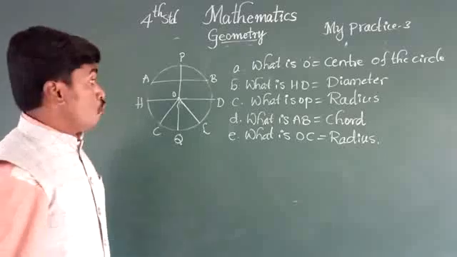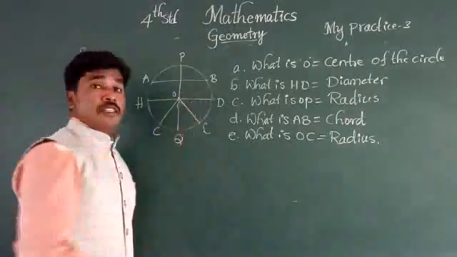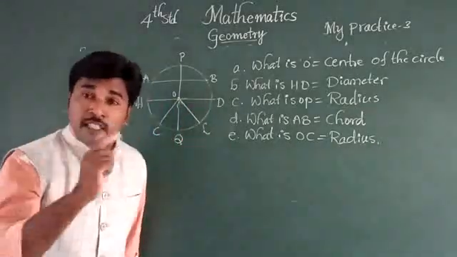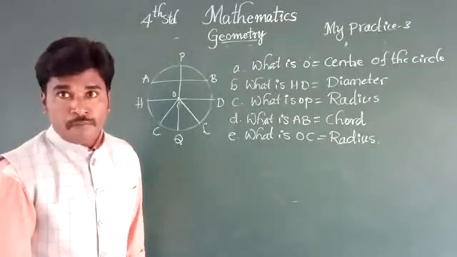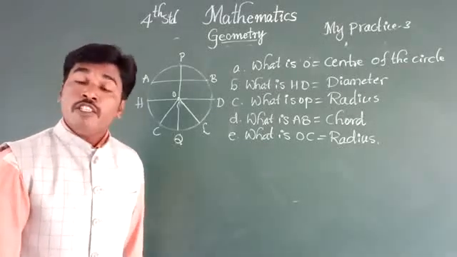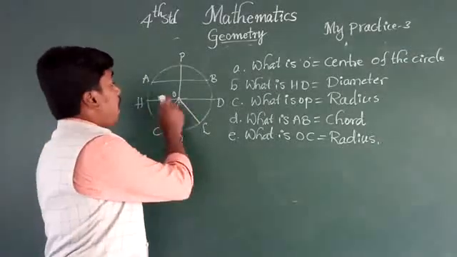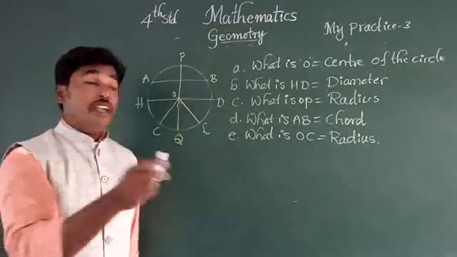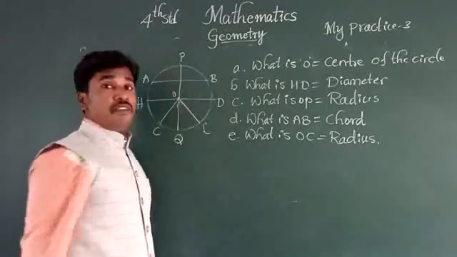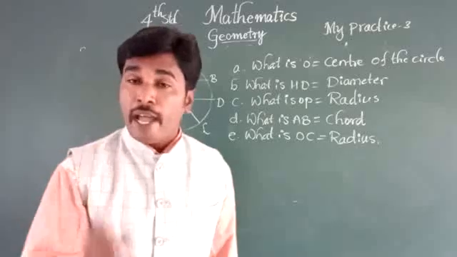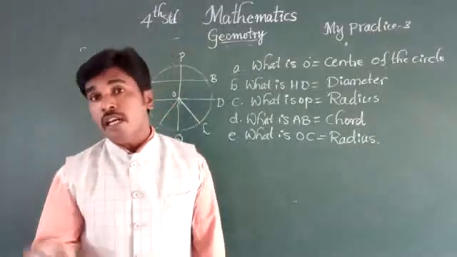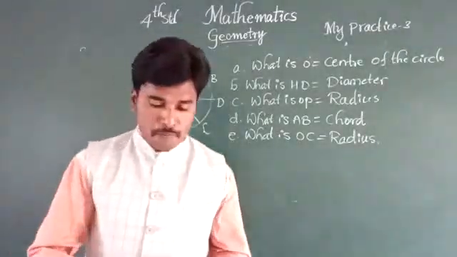Yes, if you join any 2 points on the circle, then it is called a chord. What is the longest chord? It is the diameter. The line that passes through the center of the circle is called the diameter. The diameter is the longest chord.